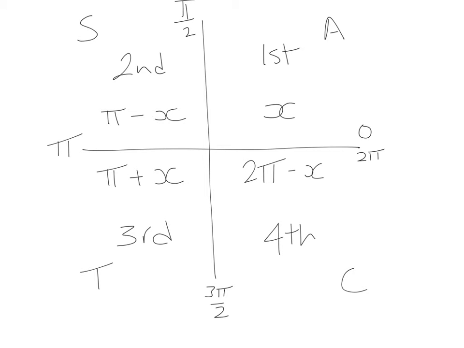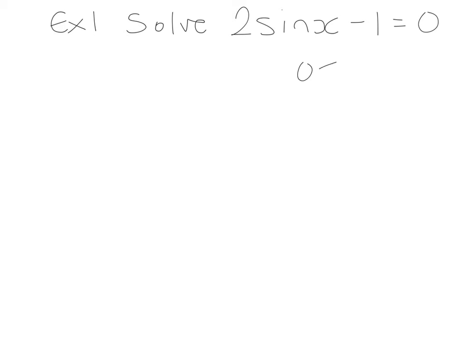Now we shall look at 2 examples of solving trig equations in radians. Example 1. Solve 2 sine x minus 1 equal to 0, and this time it's going to be between 0 and 2 pi, our domain. So instead of 0 and 360, it's 2 pi, obviously, because we're in radians. And this here tells us to use radians.